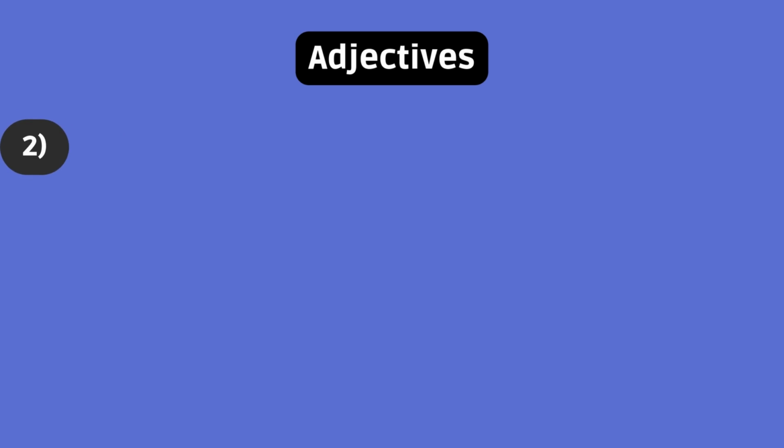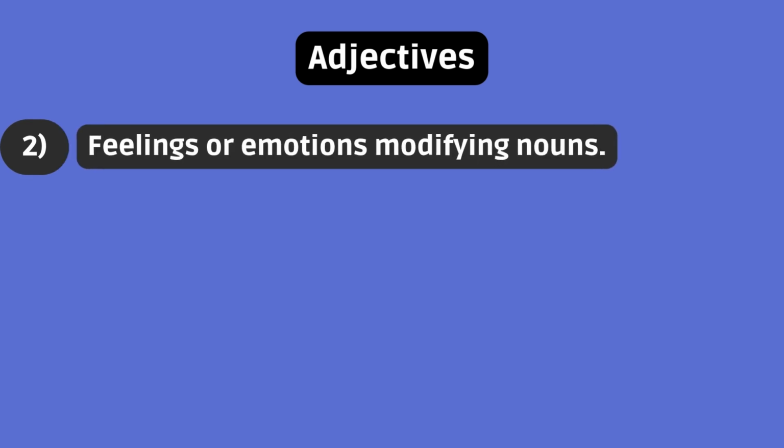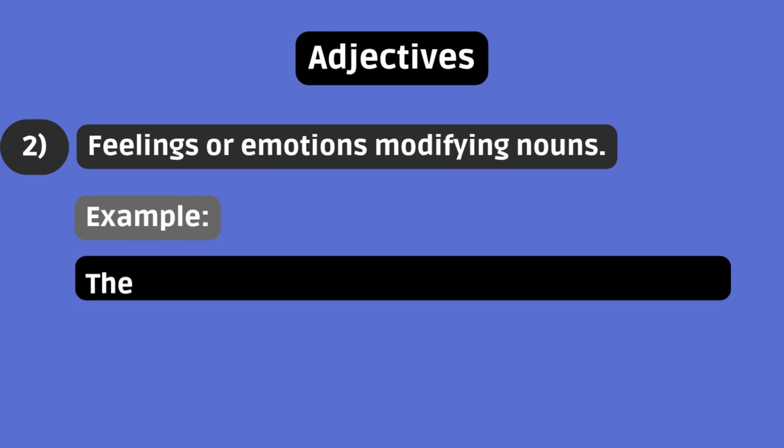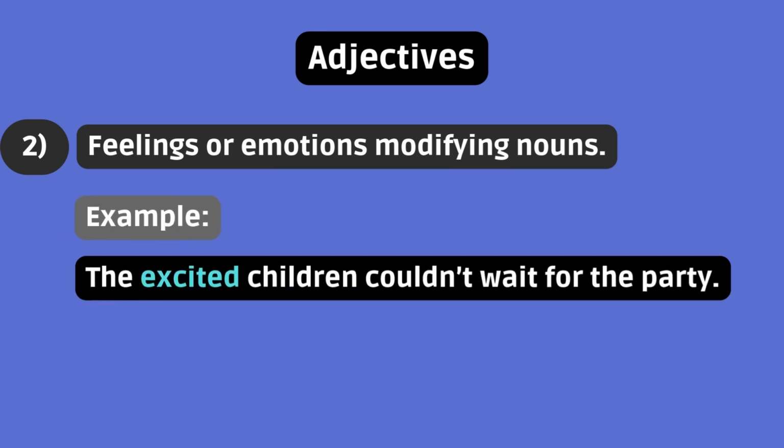These adjectives can also describe feelings or emotions modifying nouns. Example, the excited children couldn't wait for the party. The children are described as feeling excitement.